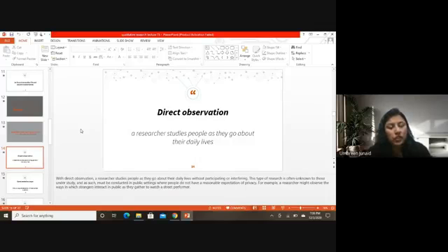With direct observation, a researcher studies people as they go about their daily lives without participating or interfering. This type of research is often unknown to those under study, and as such must be conducted in public settings where people do not have a reasonable expectation of privacy. Means obviously we all go through some situations where we have privacy. You cannot observe people's privacy.